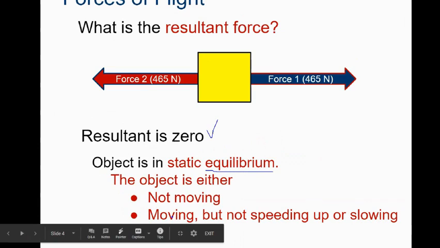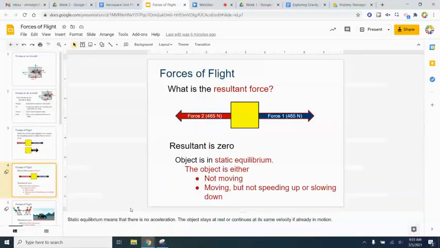There are two things that we can apply to this object. Either the object is not going to be moving. Think of a tug of war rope, which probably isn't moving at all. Or it could be moving, but not speeding up or slowing down. Those are the two scenarios when you have a resultant of zero for our forces when you add and subtract them to one another. Either the object's not moving, or it could be moving, but not speeding up or slowing down.